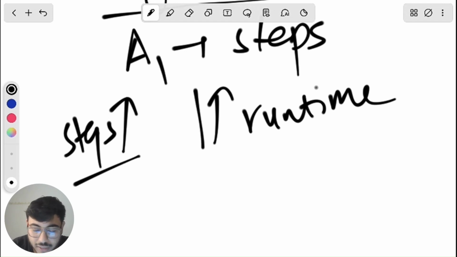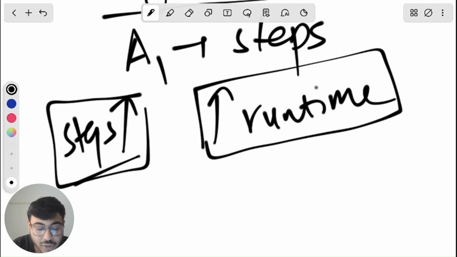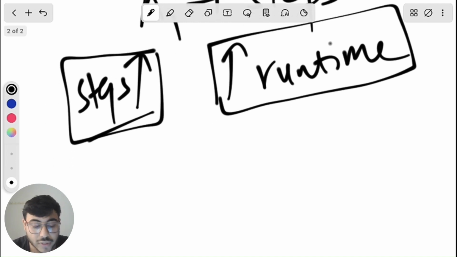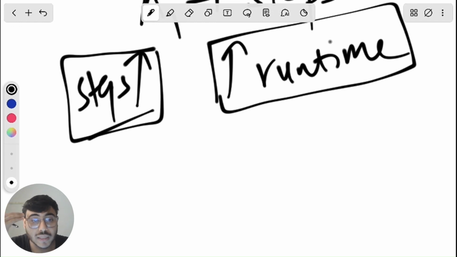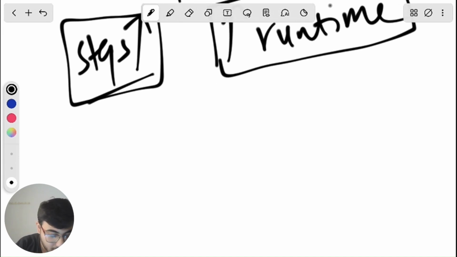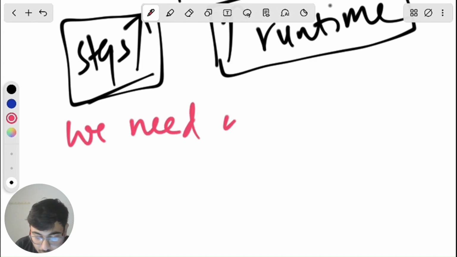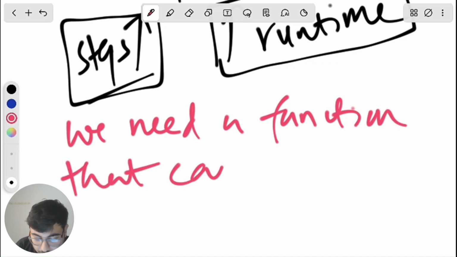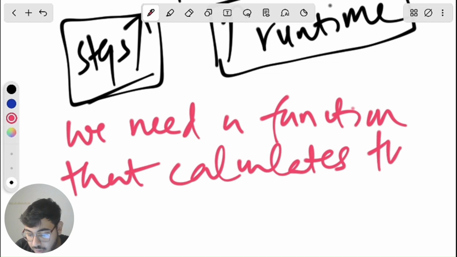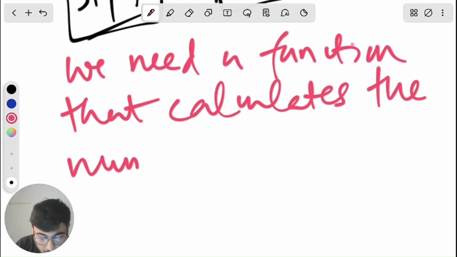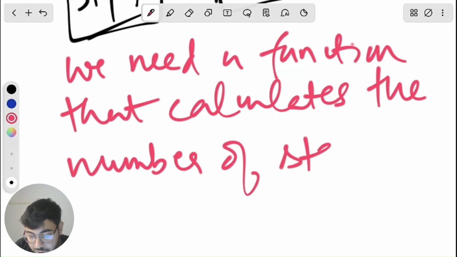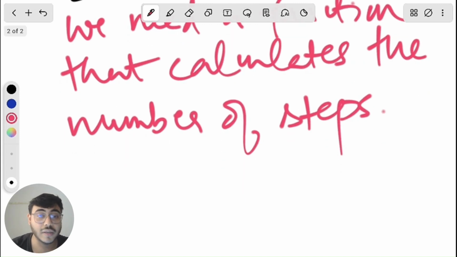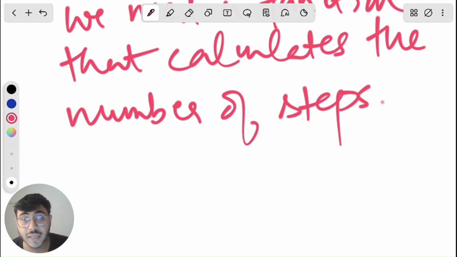That's why instead of calculating the actual runtime, we can just calculate the number of steps your algorithm is going to require. If we can calculate the number of steps, then we can get an idea about the runtime that we are going to get. So we need a function that calculates the number of steps or the number of instructions. This function that we are talking about is basically the big O notation, the mathematical function that we talk about.